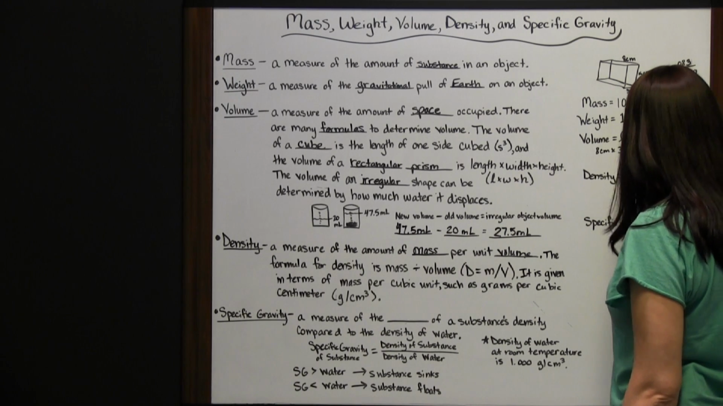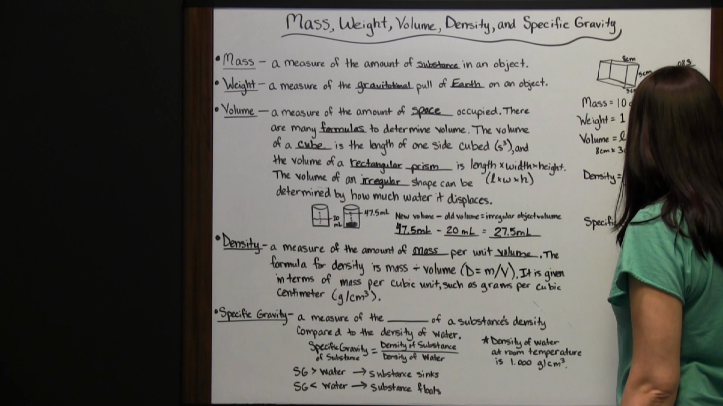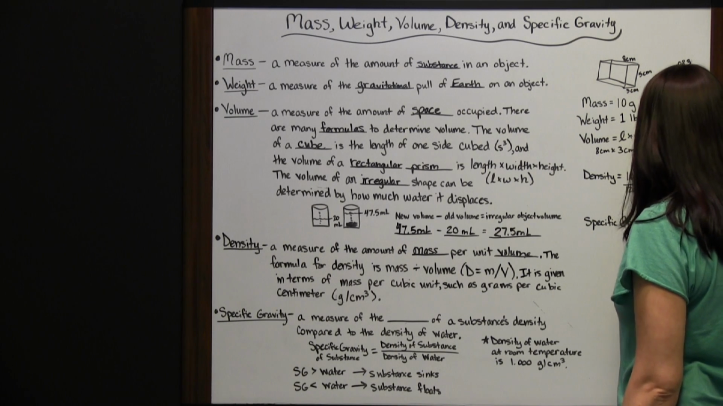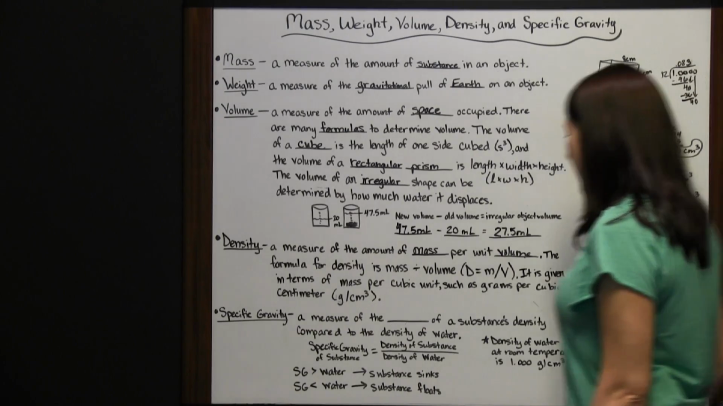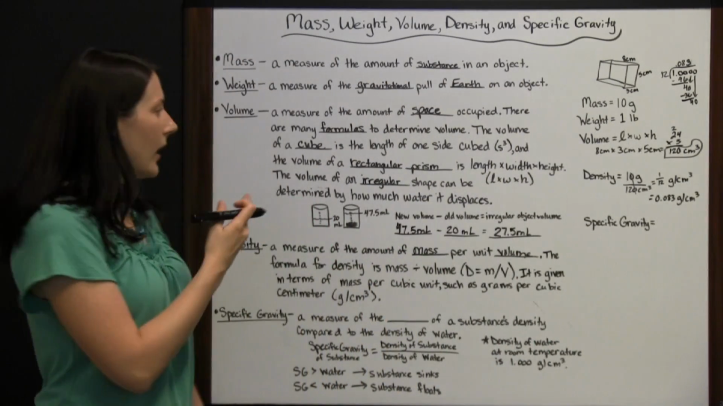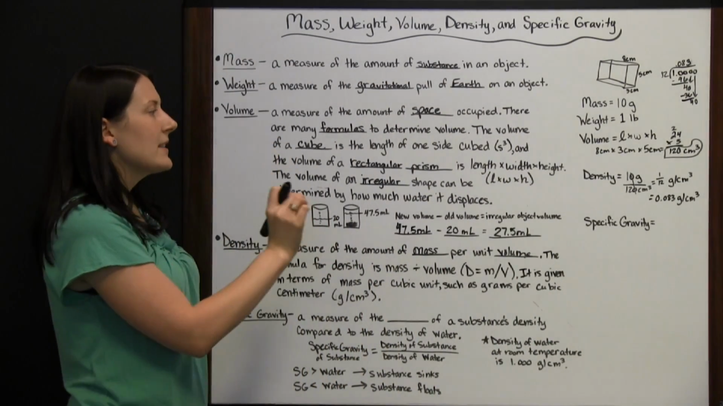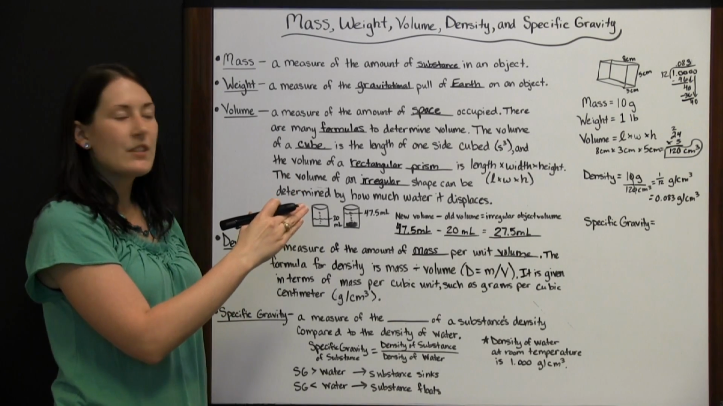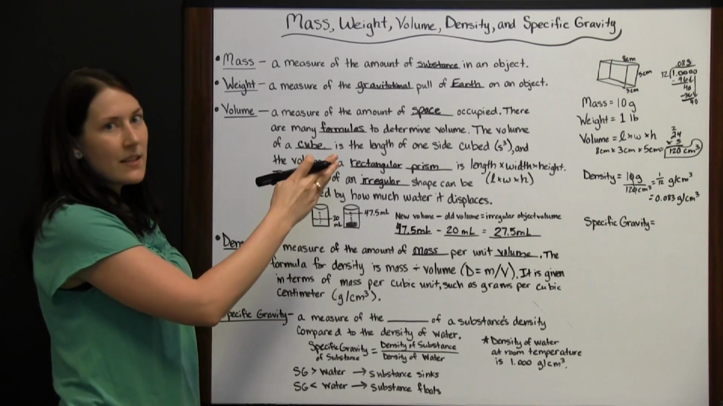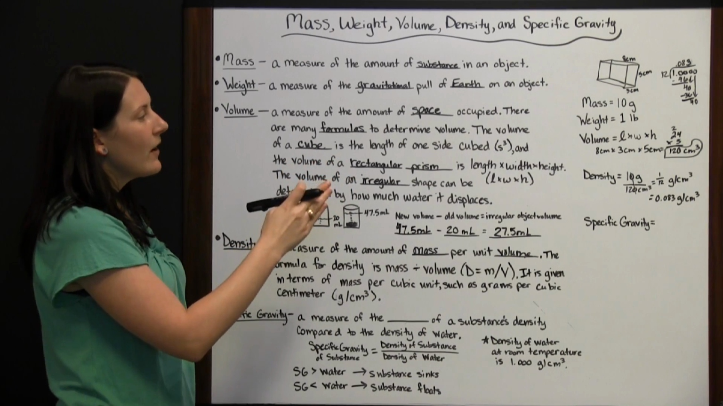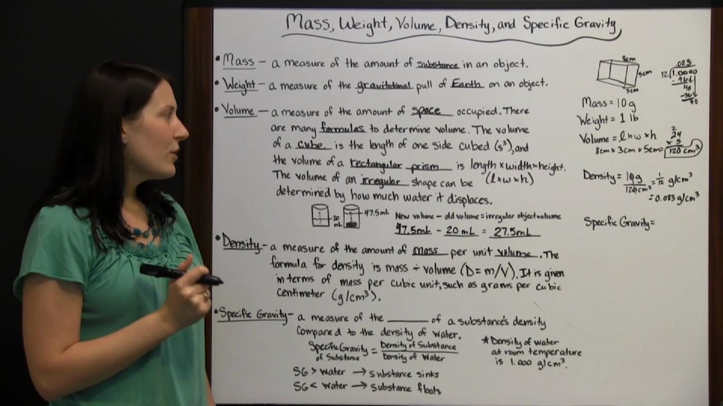So our density would equal 0.083 grams per cubic centimeter. Okay, so our object has a density of 0.083 grams per cubic centimeter. That was based on its mass of 10 grams for a volume of 120 cubic centimeters.